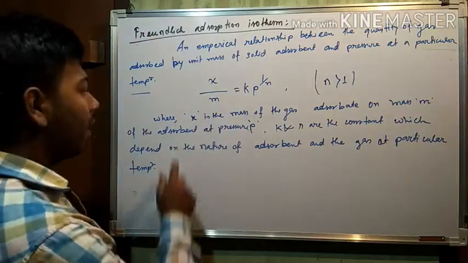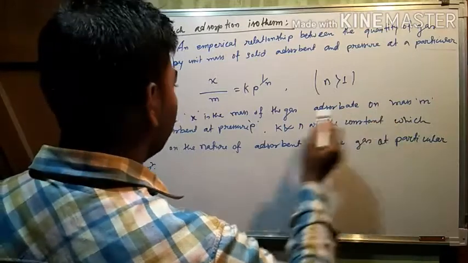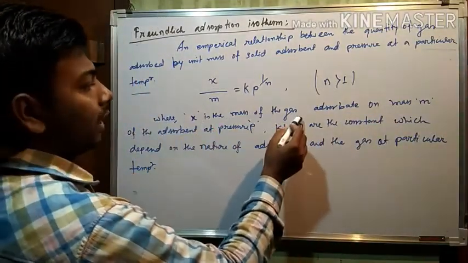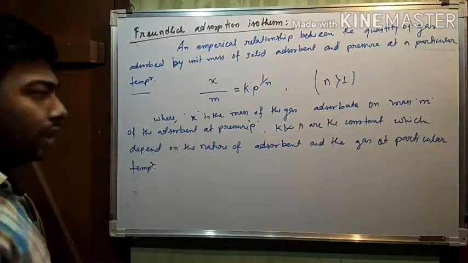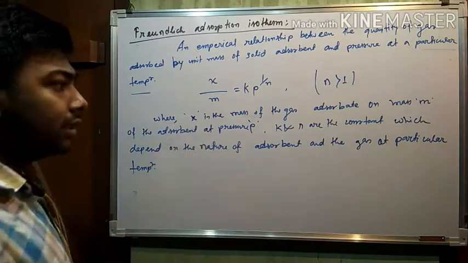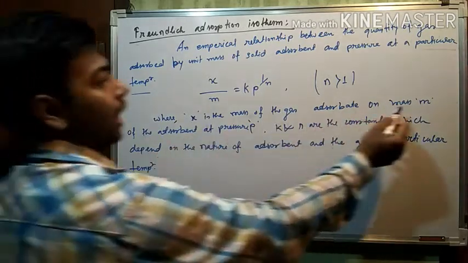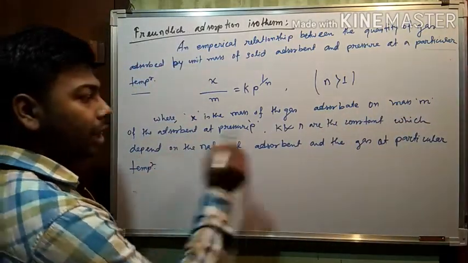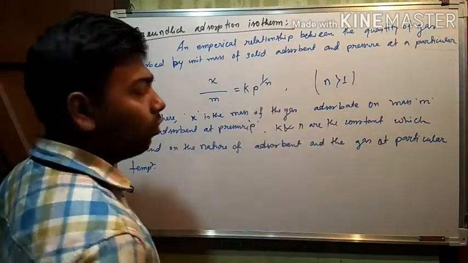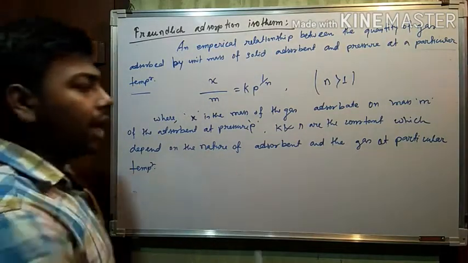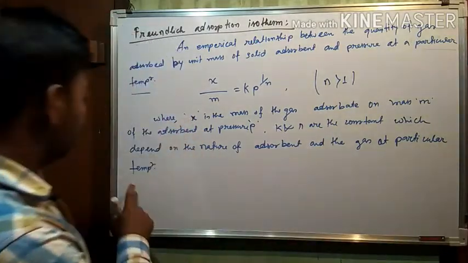Now what is x? Where x is the mass of the gas adsorbed on the mass m of the adsorbent. That means x amount of gas is adsorbing on the substance which has the mass of m, at a pressure p, and k and n are constants which depend on the nature of the adsorbent and adsorbate, that means gas, at a particular temperature.